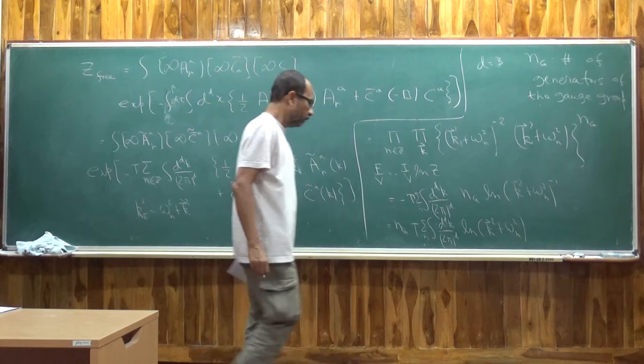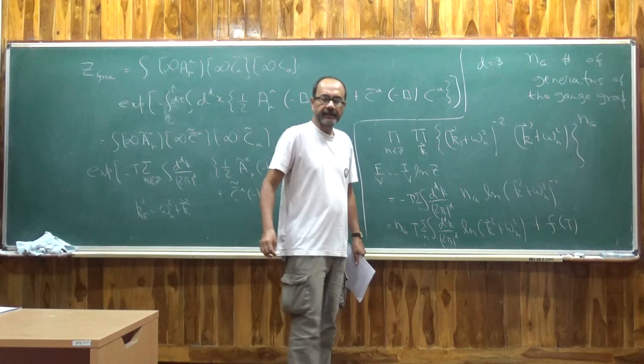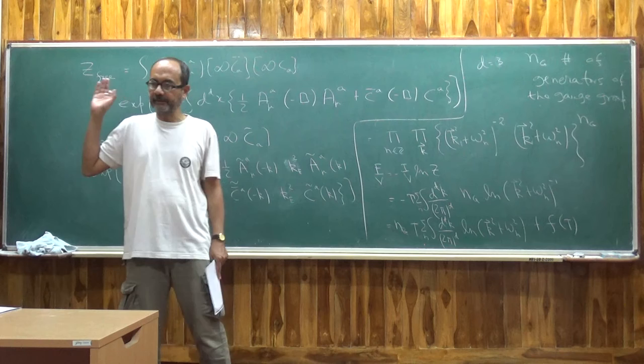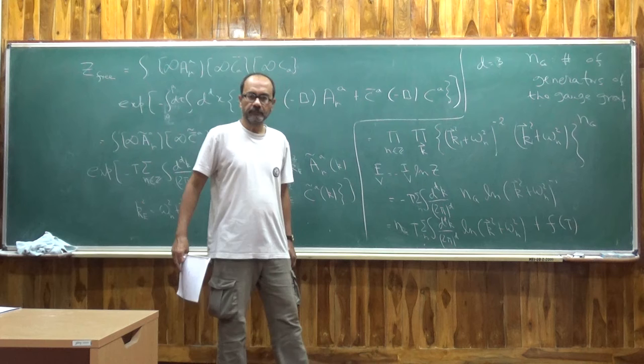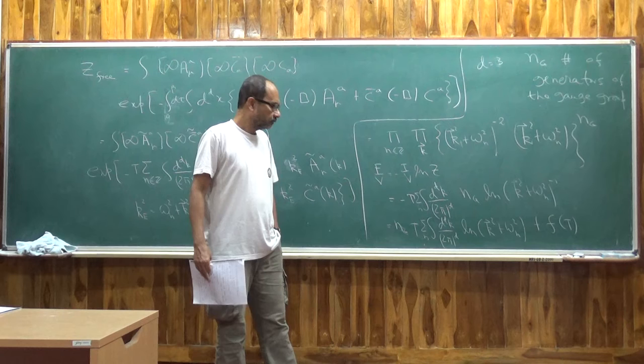and now I add to this some function of T to take care of the normalization ambiguity. Okay, because throughout I have been ignoring the overall normalization, but I have been emphasizing that it's a function of T, but that doesn't depend on any of the parameters of the theory. Okay, so now I add back that arbitrary function to take care of the overall normalization. Is this point clear?